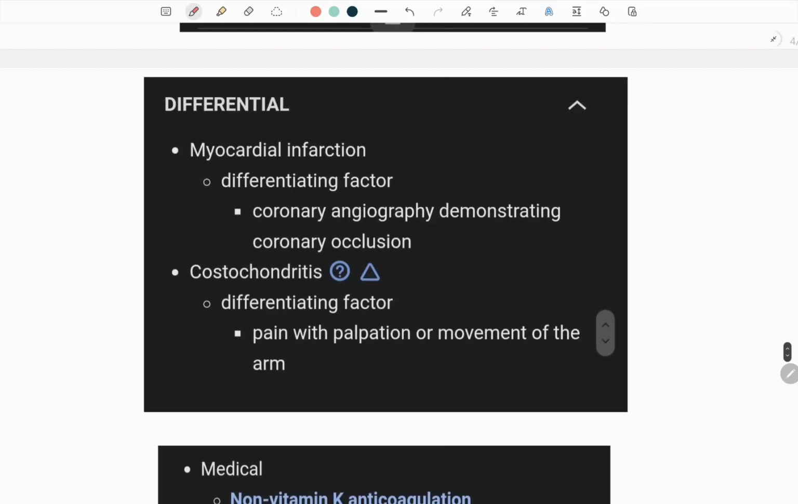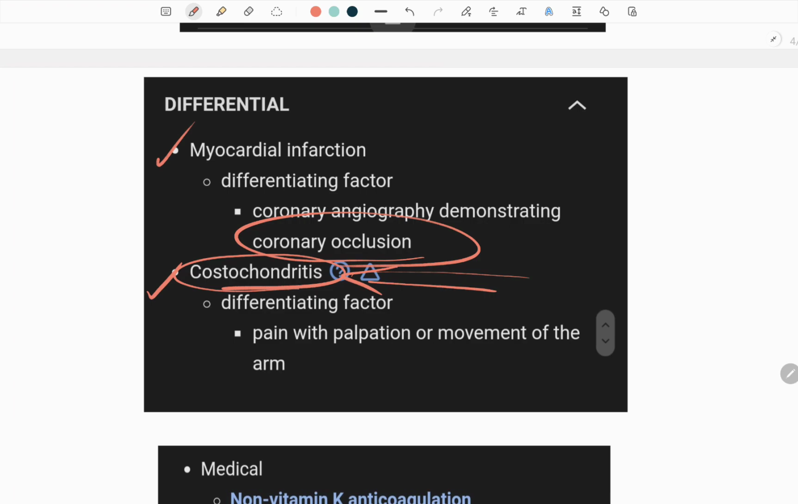Let's talk about the two important differentials for pulmonary embolism. One is myocardial infarction. The differentiating factor would be coronary angiography demonstrating coronary occlusion, not pulmonary vasculature occlusion. The other one is costochondritis. This is most common when there is a mild pulmonary embolism. Differentiating between mild pulmonary embolism and costochondritis is very difficult. The differentiating factor would be pain with palpation or movement of the arm. And in pulmonary embolism, it would be pleuritic chest pain.